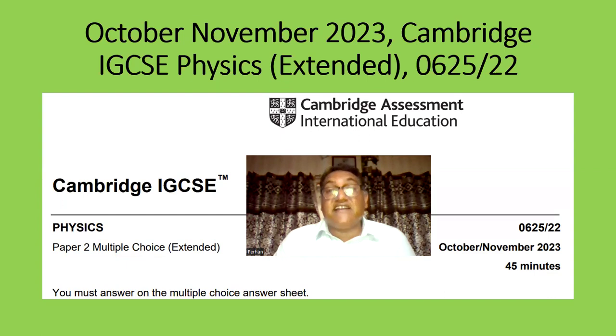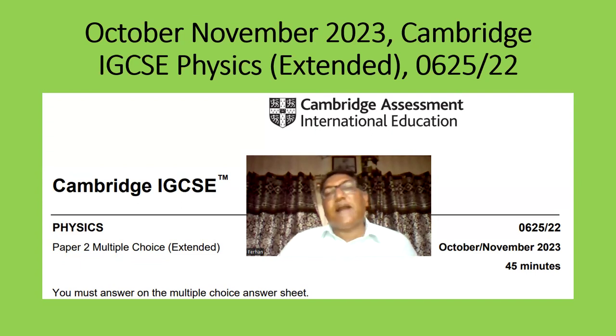This is extended physics. Today we are going to attempt paper 2 of this subject. This paper is a multiple choice paper. Here we have multiple choice questions. There are 40 questions. The time allowed is 45 minutes. The paper we have selected is October-November 2023 paper 2. This paper belongs to zone 2.